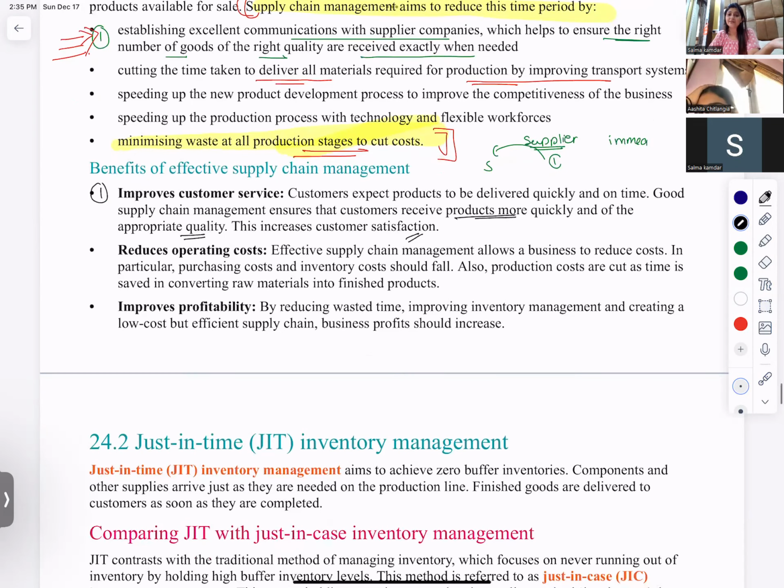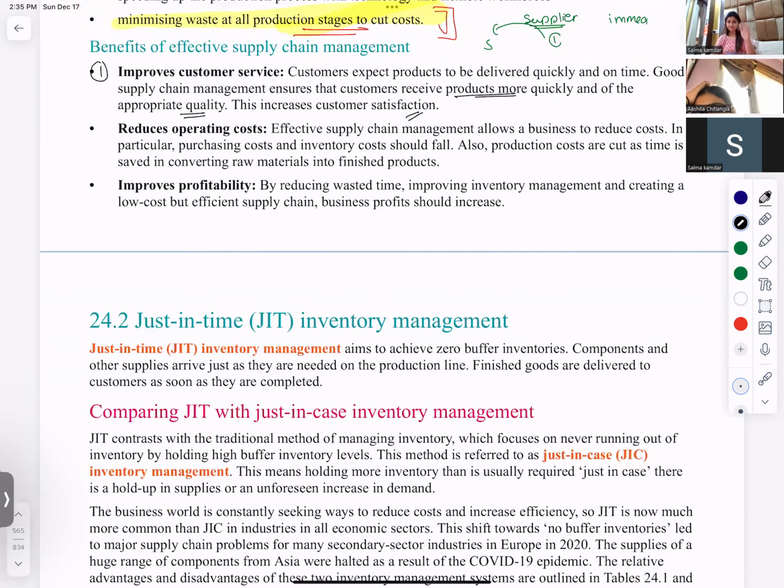What is the other benefit of your supply chain management? The other benefit is that it would improve customer service. That we have discussed. Now what else? It reduces operating costs. How does it reduce operating costs? Because the efficiency would be a lot. Output would be more. Output would be produced a lot at low cost. So that would reduce the operation cost.